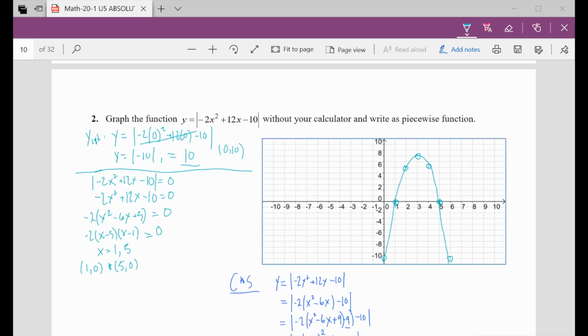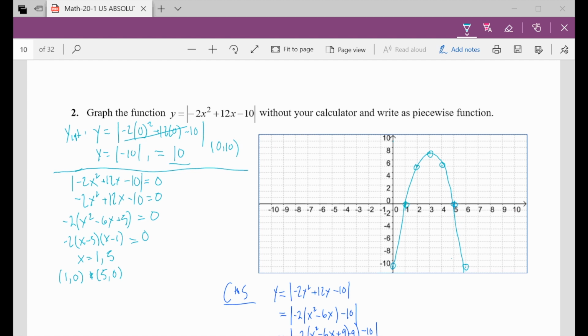Now, unfortunately, the question is not asking us to graph the function minus 2x squared plus 12x minus 10. It is asking us to graph the absolute value function of that parabola. And so remember that little drawing I did before? I said it's going to look like this, and then these ones are going to come up like that. So how does that work?